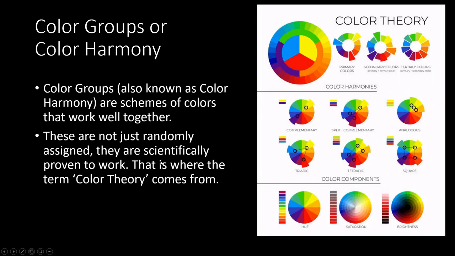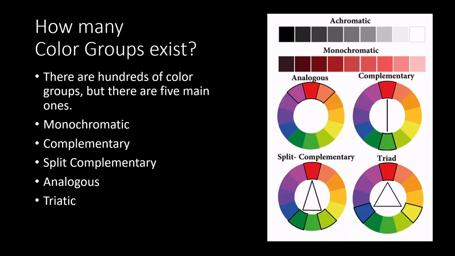So, what does this mean for color groups or harmonies? Now, this is where the term color theory comes in practice, because color groups, which are also known as color harmonies, are color schemes that work together. So, how many color groups actually exist?